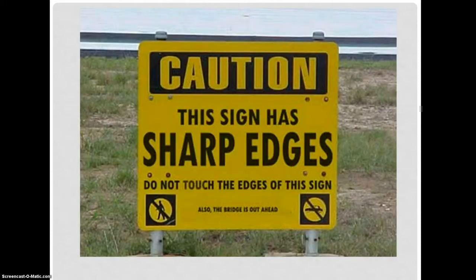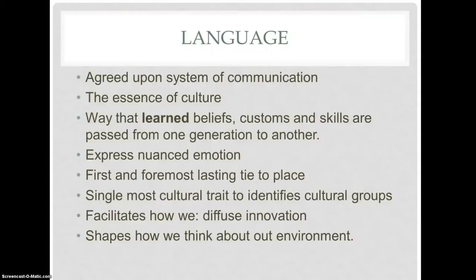So, language. I guess language is kind of the symbols and the way we communicate. And I just thought this was an important thing to put up there. Language is defined as an agreed upon system of communication, and it's really the essence of our culture. Language holds all of our technology, our customs, our beliefs. It expresses our emotion. It is considered to have a very strong tie to our place and our location.